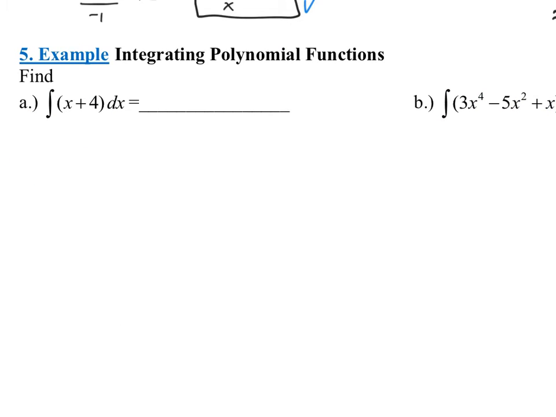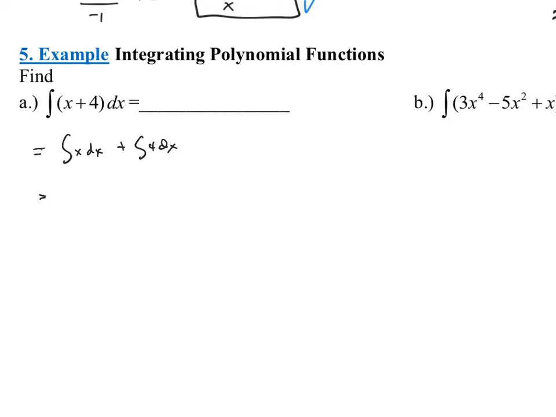Example 5a says find the integral of x plus 4 dx. Again, this is saying what function do I take the derivative of and get x plus 4? So how am I going to do this? Well, the first thing I want to do is separate this as two separate integrals, the integral of x dx plus the integral of 4 dx. I want to think of this as two separate integrals.